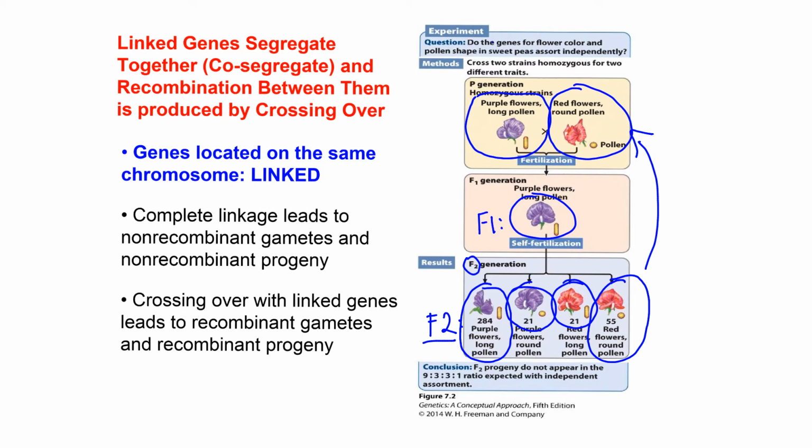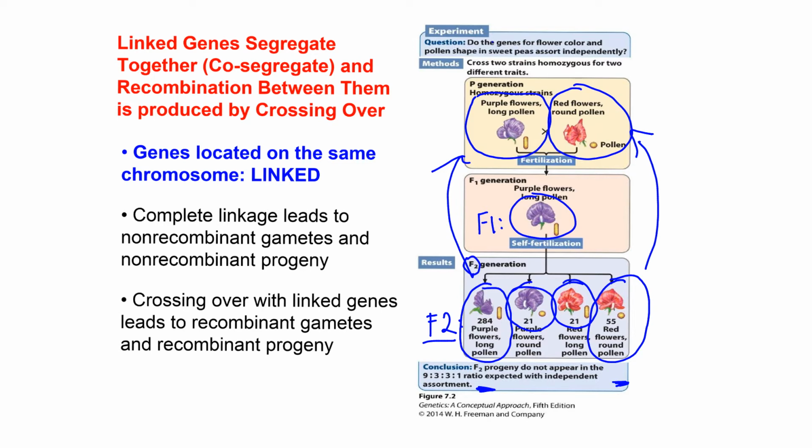You don't get the same ratio as during independent assortment, and the most frequent phenotype are the parental phenotype from P generation, and the least frequent are recombinant. And it comes with the mechanism how recombination can happen here only due to crossing over in meiosis 1. You remember? In meiosis 1 prophase, when two homologous chromosomes align and form tetrad, that's when crossing over takes place, and that's a crossing over only which can create recombination.